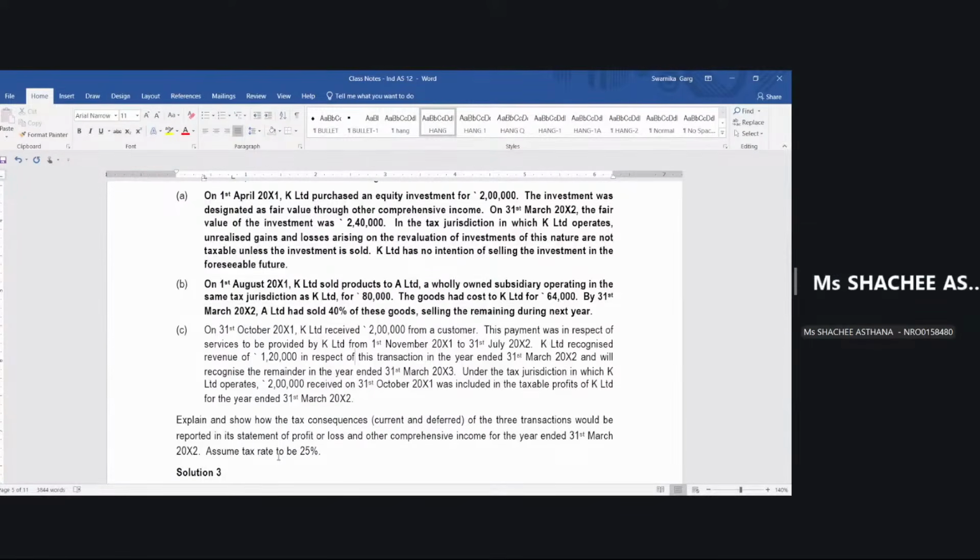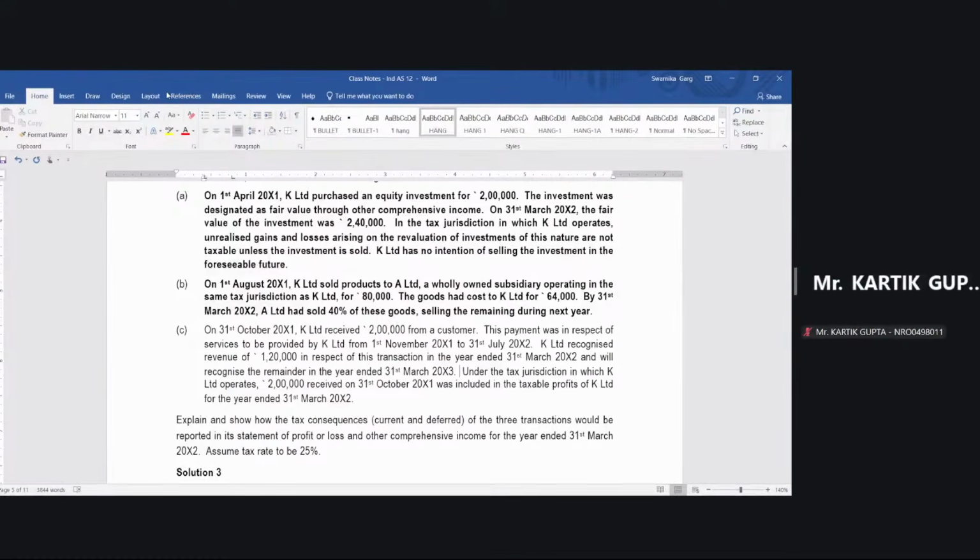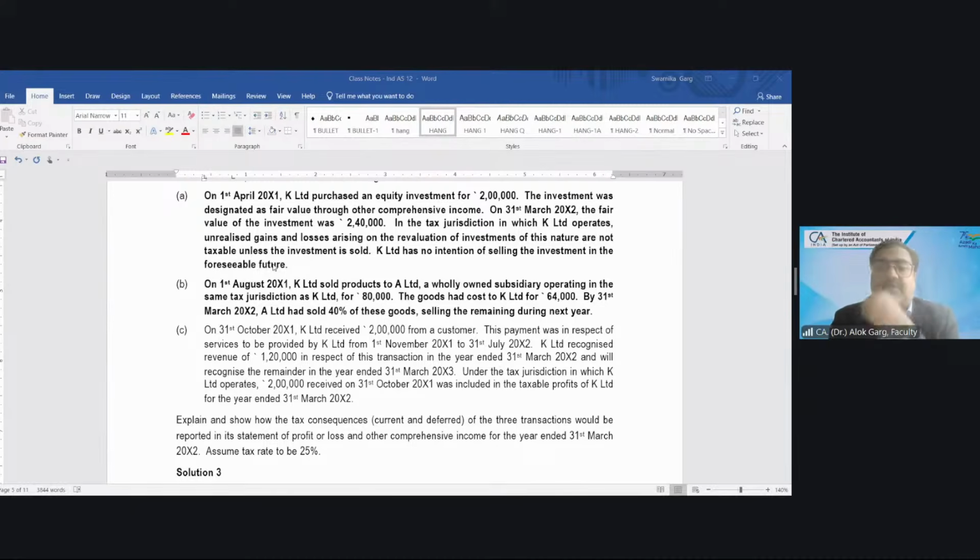K Limited recognized revenue of 1.2 lakh in respect of this transaction in the year ended 31st March 2002 and will recognize the remainder in the year ended 31st March 2003. So 2 lakh rupees advance was received during the year, and during the year the revenue was recognized for 1.2 lakh. So what is my liability at the end of the year? 80,000. My liability is 80,000. So my carrying amount is 80,000.